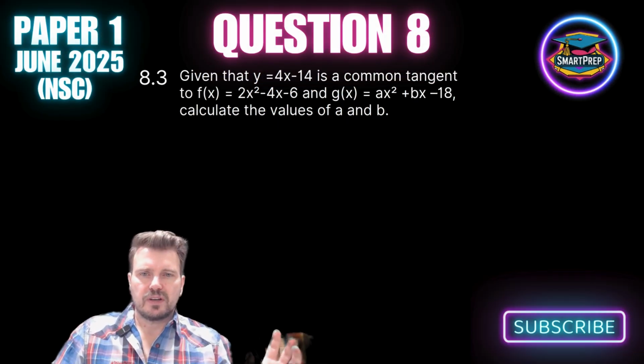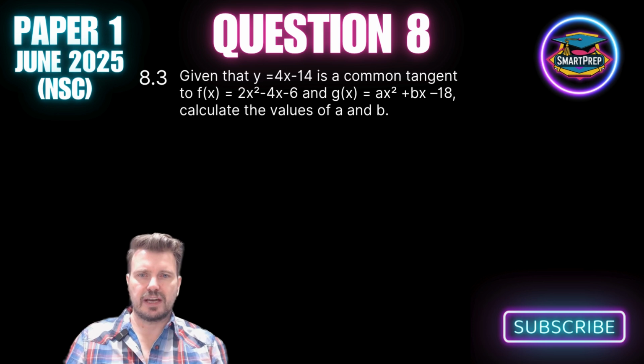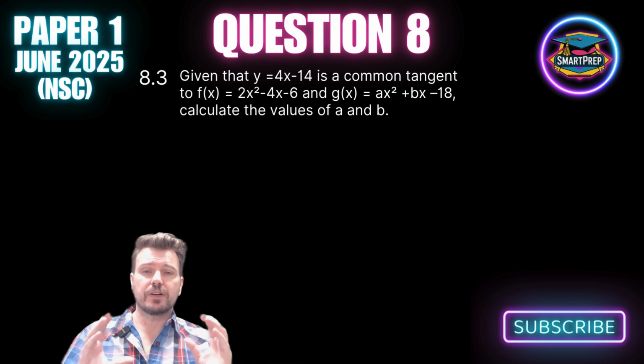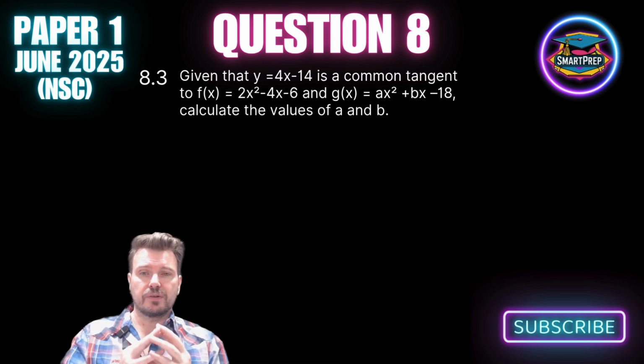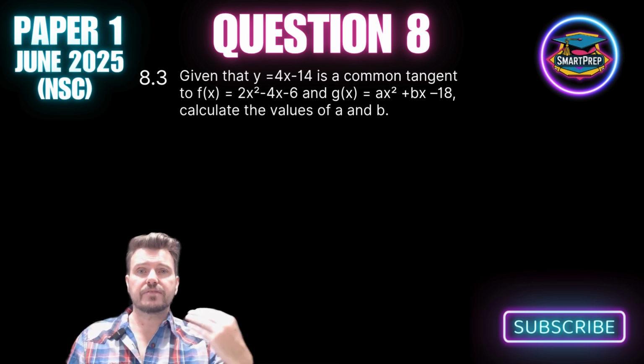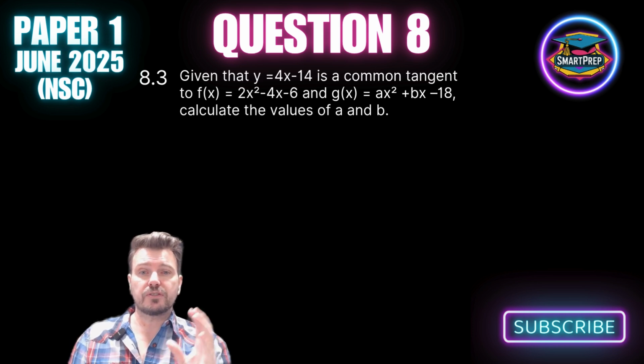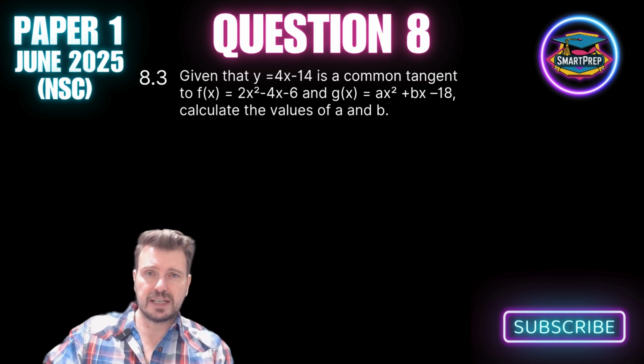Okay, so this next question asks, given that y equals 4x minus 14 as a common tangent to f of x equals 2x squared minus 4x minus 6, and g of x equals ax squared plus bx minus 18, calculate the values of a and b. I'm going to leave you with this question to try and do on your own, but don't take too long struggling over it, because there is some ambiguity in this question. So in the next video, I'm going to show you how to do this question, but address the ambiguity in the question and show you what they should have said in order for this question to make sense.